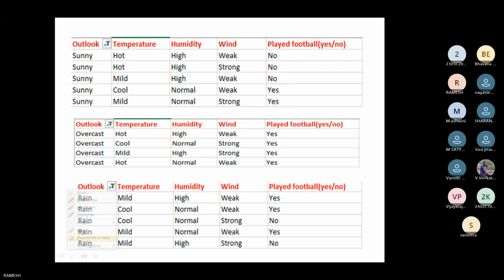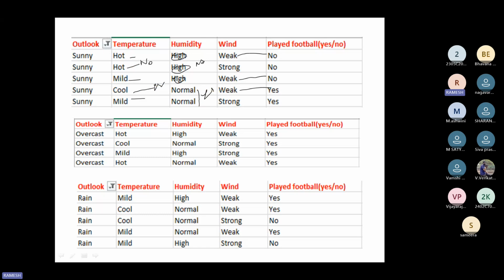Weak, no is there, weak, yes. So when the answer is weak, we have two options. Now check humidity. Humidity is high, high, high, the answer is directly no. Humidity is normal, the answer is yes. So it is 100% pure. Now here, when it is hot, the answer is no. When it is mild, the answer changes. And when it is cool, again.